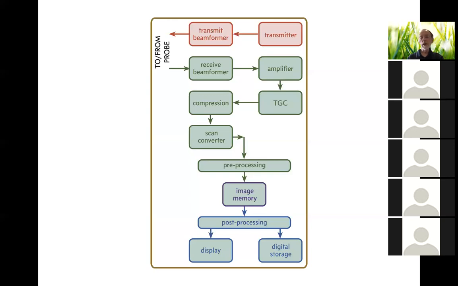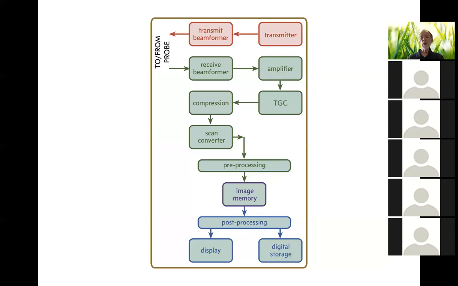So the amplifier simply makes the echo signal stronger. You have control over this amplifier. You have a gain control, a B gain, an overall gain control, whatever the machine may call it. And that allows you to modify the amount of gain applied to the echo signal. If you increase the gain, the entire image will get brighter. If you decrease it, it will get darker.